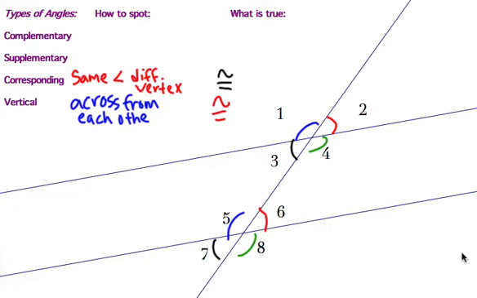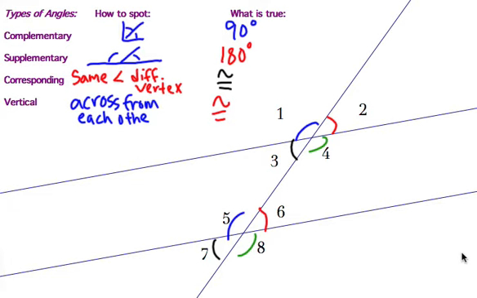Then we have supplementary and we have complementary. Supplementary is the 180 one. Complementary is the 90-degree one, okay? So supplementary, we're looking for that straight line that's been cut, okay? And complementary, we're looking for that right angle that's been cut.